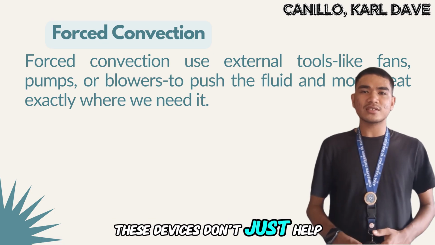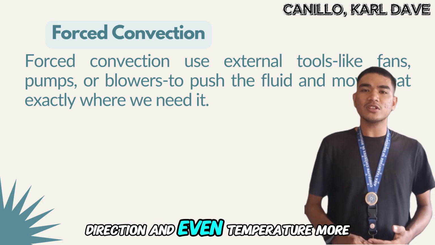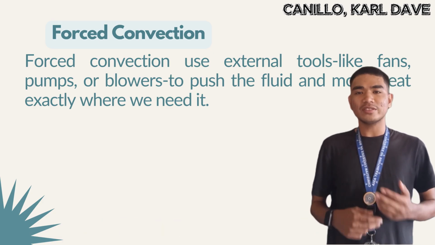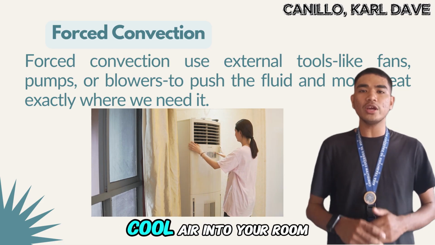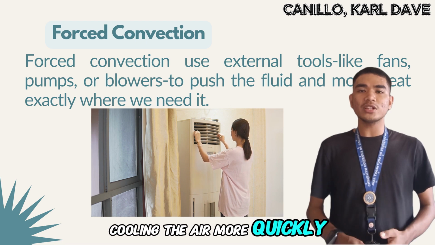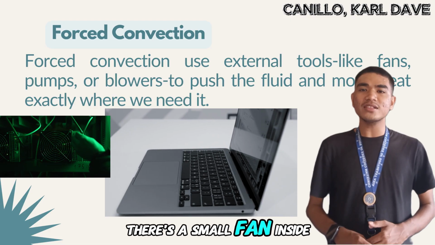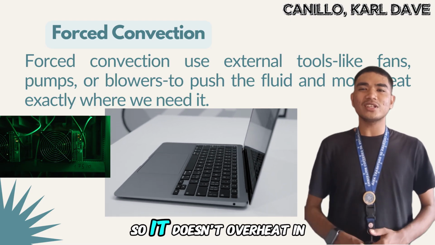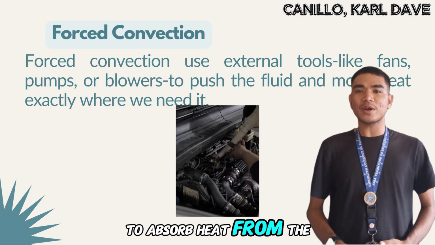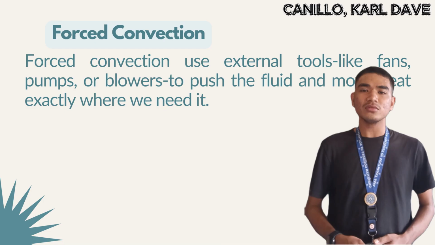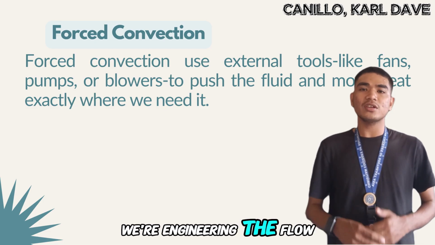These devices don't just help the fluid move faster, they also let us control the speed, direction, and even temperature more precisely. Take an air conditioner for example. It has a fan that actively blows cool air into your room, cooling the air more quickly than nature could on its own. Or think about your laptop. There's a small fan inside that keeps the components cool so it doesn't overheat. In cars, a pump moves coolant fluid to absorb heat from the engine and carry it away. With forced convection, we're not relying on the environment, we're engineering the flow.